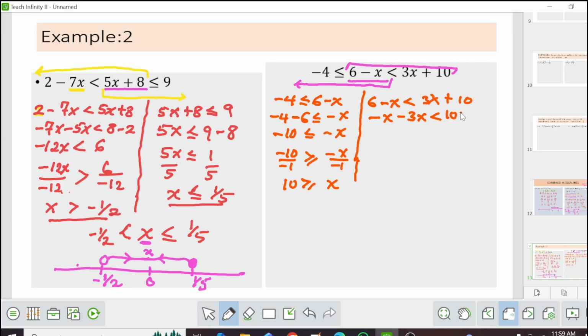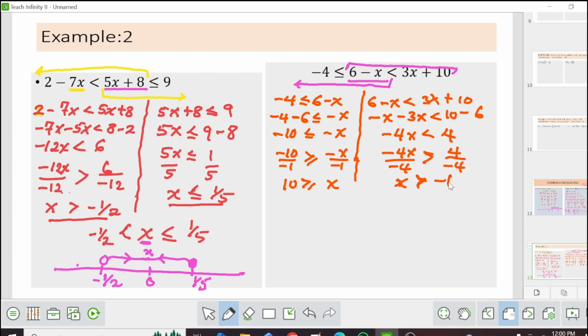Then when this one crosses the inequality, it will become minus 6. Then if you add this together, I have minus 4x less than, then this one will give me 4. So if I divide both sides by a negative number, because I need x, and I have a negative number here, that's minus 4x divided by minus 4. So the operation will reverse. So I have 4 divided by minus 4. So this will be x greater than minus 1.